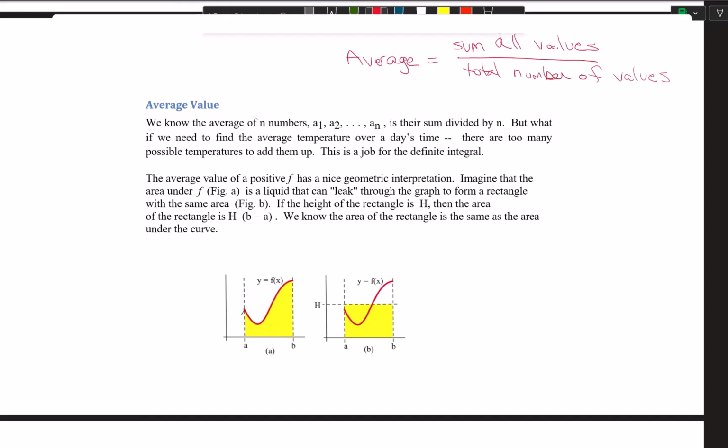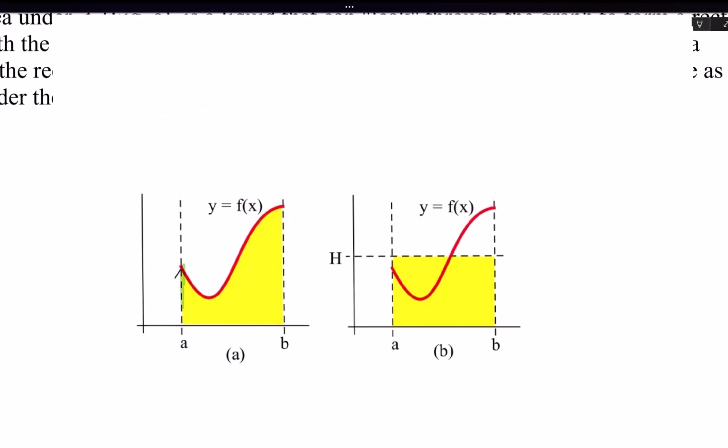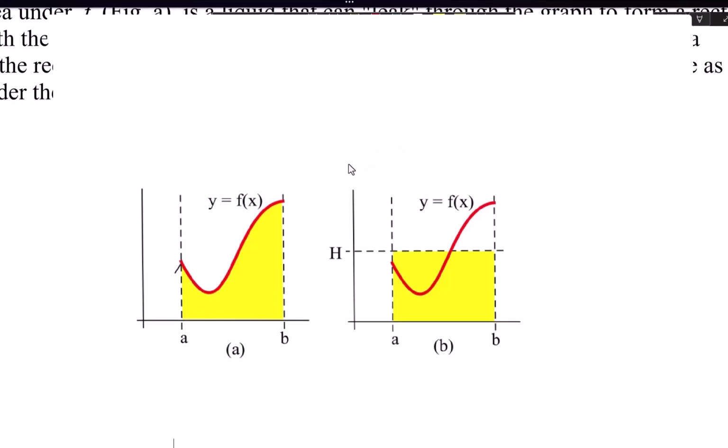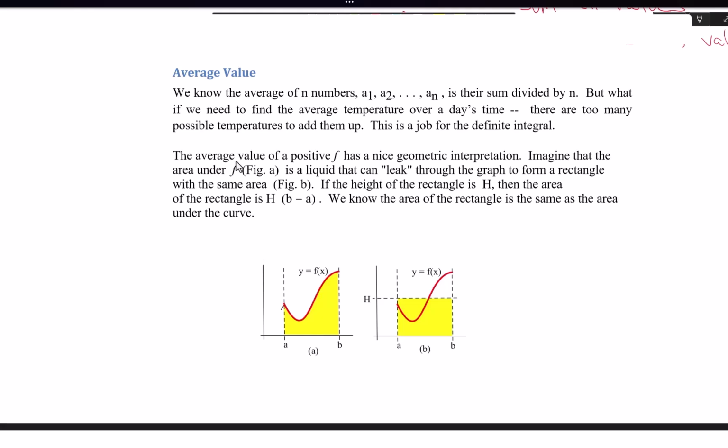With the definite integral, I can add up all my values. I can say, let me measure this height, and then let me measure this height, and let me measure this height, and so on until we get done. And then we count up all of our values and we divide by that. But it's actually impossible to do since there's infinitely many of them.